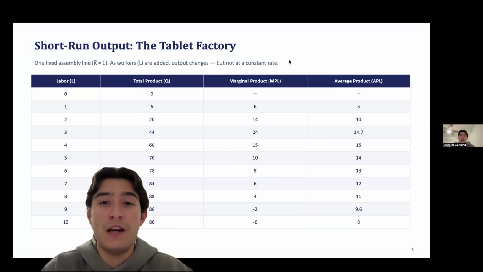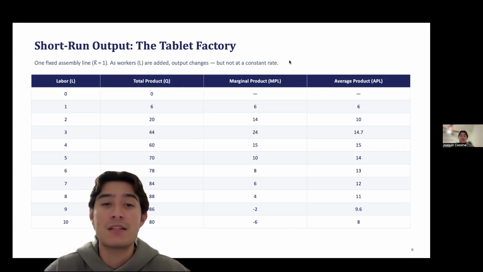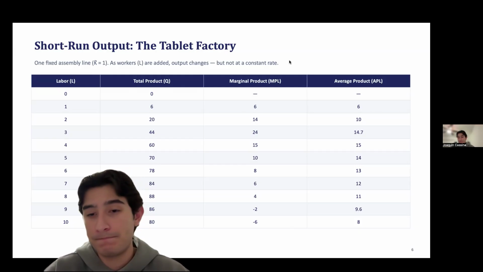So let's stick with the tablet factory for the short run. It's got one fixed assembly line, and we're adding workers one at a time. Look at what happens to output. It jumps from 6 to 20 to 44 as we add the first few workers, because more workers means more specialization, but then it starts slowing down: 60, 70, 78, and by the time we hit 9 workers, output actually drops from 88 to 86. Too many people, not enough assembly line to go around.